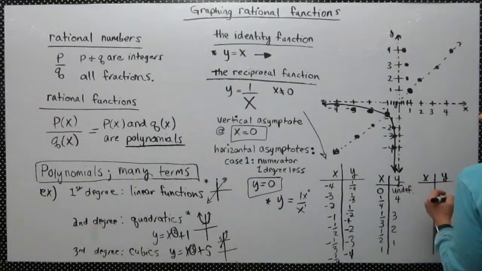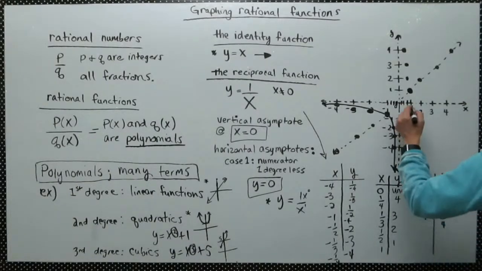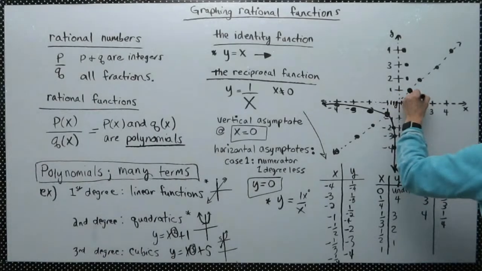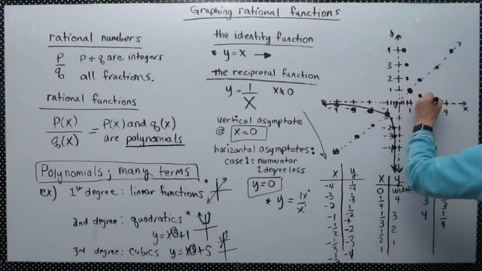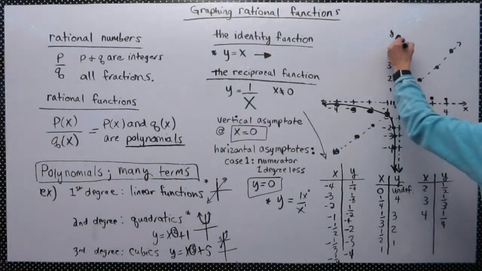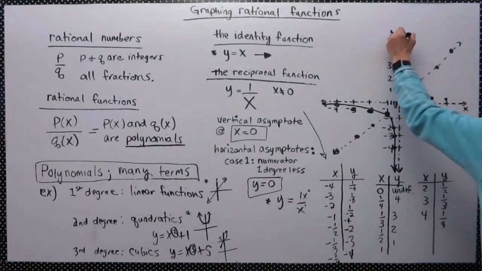X comma y. We'll go 2 is 1/2, 3 is 1/3, and 4 is 1/4. So we've got this sort of thing going on.